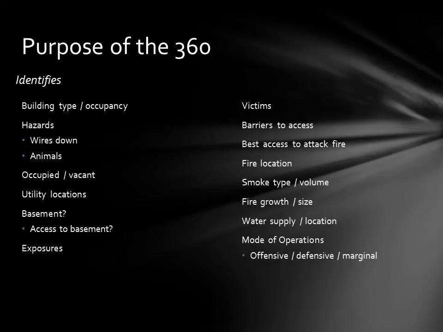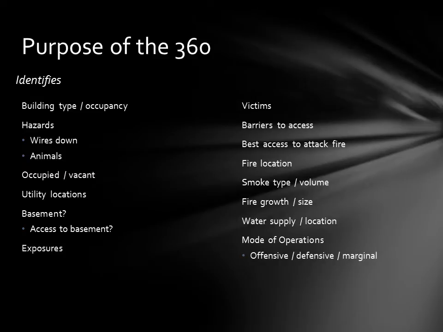As we continue our walk around, it might not be uncommon to find victims laying outside or in windows or on elevated decks or balconies. Are they going to need ladders to get back there? Are there any barriers to our access? Is there fencing going around the building that we can't get past? Are there dogs in the back? What about bars on the windows?